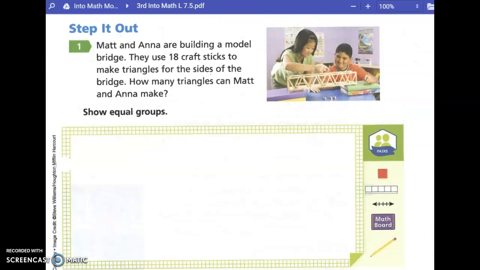Matt and Anna are building a model bridge. They use 18 craft sticks to make triangles for the sides of the bridge. How many triangles can Matt and Anna make? So we have 18 craft sticks. How are we going to put this into groups? How do we know how many craft sticks are going to be in each group? 3. Why 3? Because triangles have 3 sides.